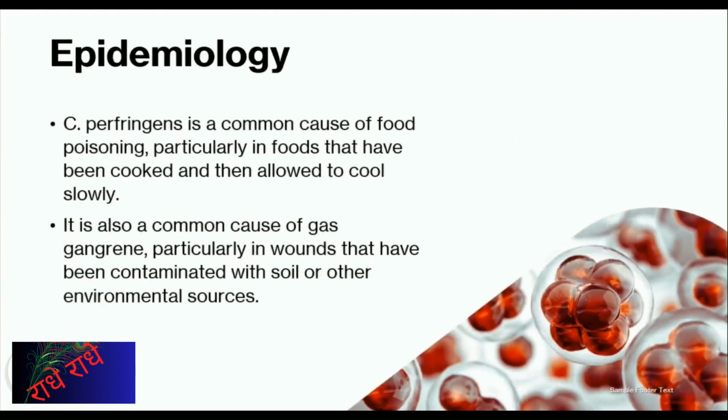C. perfringens is a common cause of food poisoning, particularly in foods that have been cooked and then allowed to cool slowly. It is also a common cause of gas gangrene, particularly in wounds that have been contaminated with soil or other environmental sources.